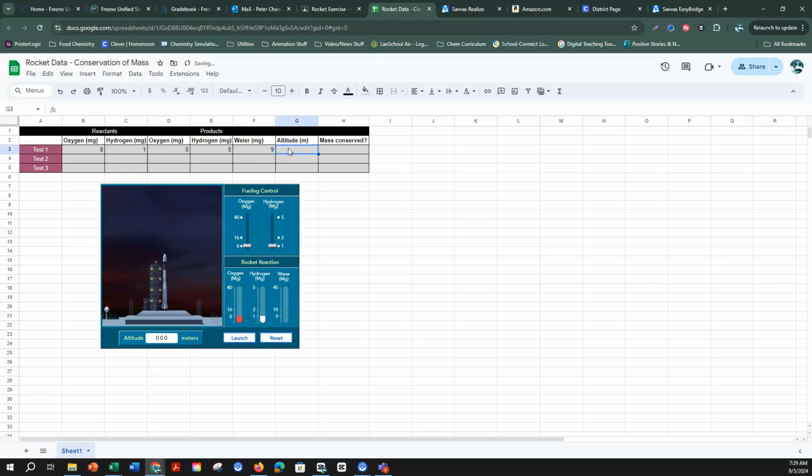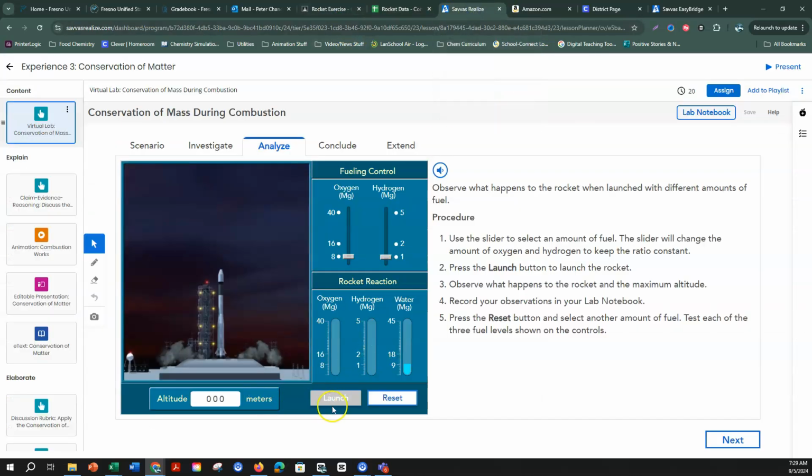The altitude was 0. And the way that we answer mass conserved is this. If the reactants is equal to the products, then mass was neither created nor destroyed. So mass was conserved. So 8 plus 1 is 9, and 9 equals 9. So yes, mass was conserved. We have the same number. So now we'll go back and do the second and third sets of tests.